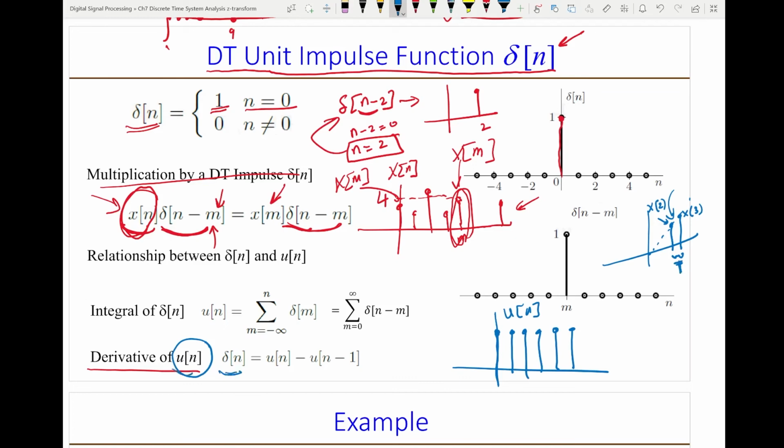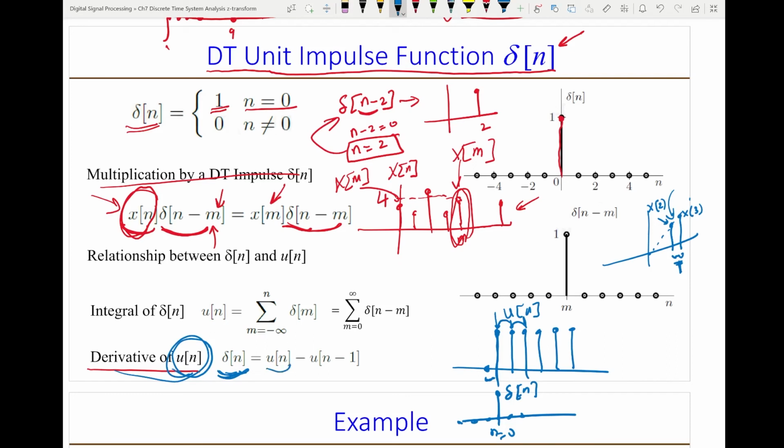Well, the same thing here. The derivative of u of n: if I take this value minus this value, I get 0. The derivative at this instant of time is this value minus this value, 1 minus 1 is 0. The only value you will get is at n equals 0, because it's this value minus this value, that's 1, divided by this interval, which is 1, so I get value 1 here, and that's just delta n, and everything here will be 0.